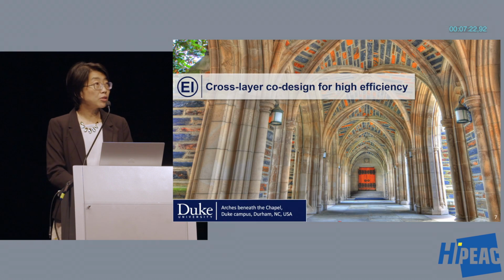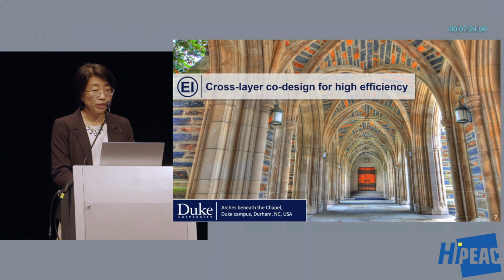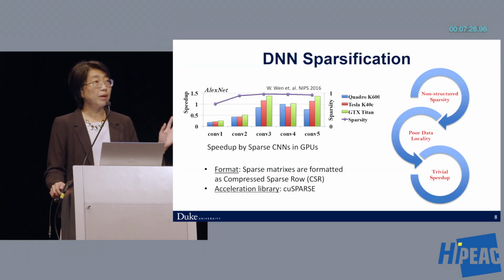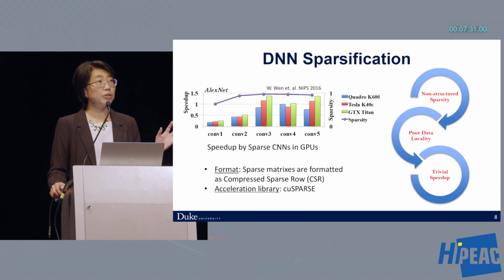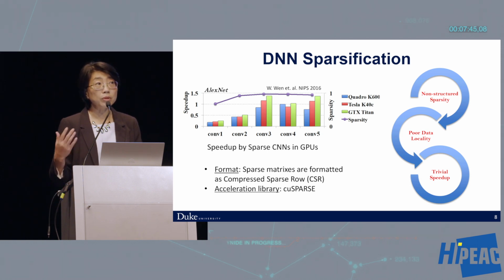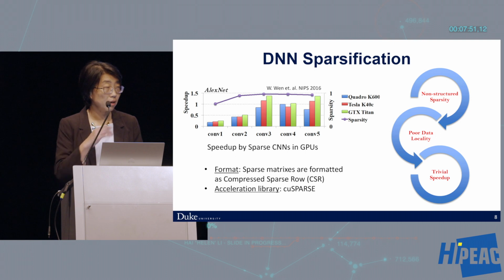All right, so I will start with the cross-layer design for high efficiency. In previous slides, I mentioned the huge model size. In fact, there is another observation: most DNN models are quite sparse and redundant. So in other words, if we are able to remove those redundancies, we can reduce the computation, storage, and communication cost.